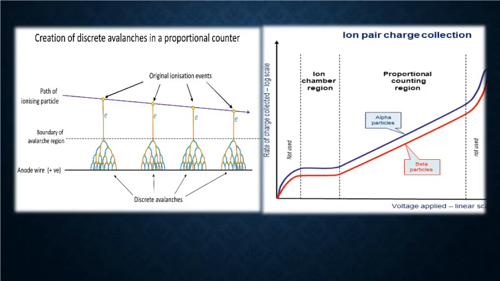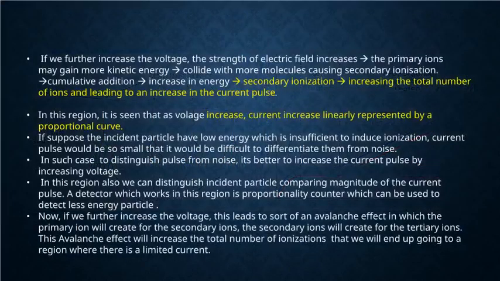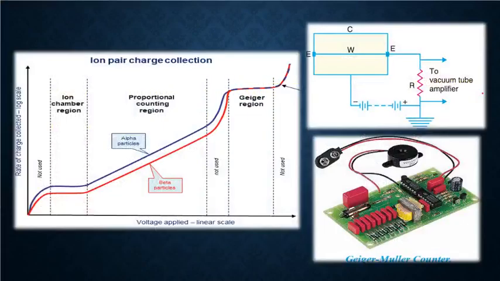Now, if we further increase the voltage, this leads to a sort of avalanche effect in which the primary ion will create the secondary ions, which will create the tertiary ions. This avalanche effect will increase the total number of ionizations, so that we end up going to a region where there is a limited current. The applied voltage is in the range 1000 to 3000 volts.